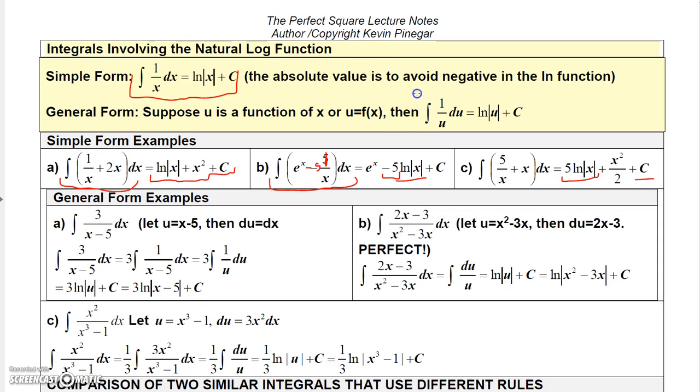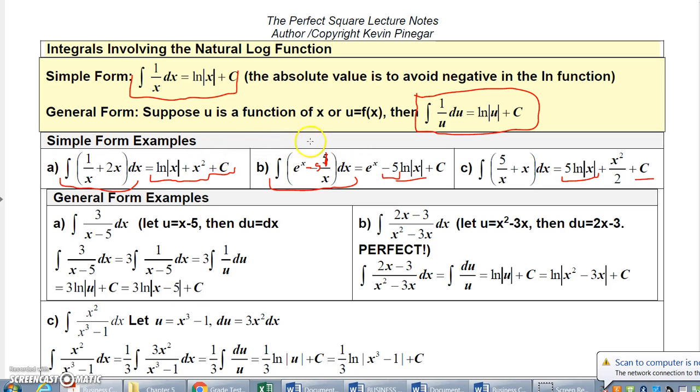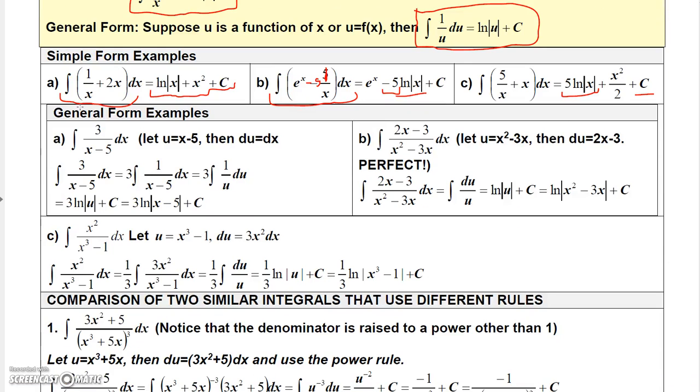There's also a general form, just like there was for e to the u. The general form is that when you integrate 1 over u du, it's going to equal the natural log of the absolute value of u plus a constant. Now this is when you have 1 over a function. Okay, so here I have 1 over a function.